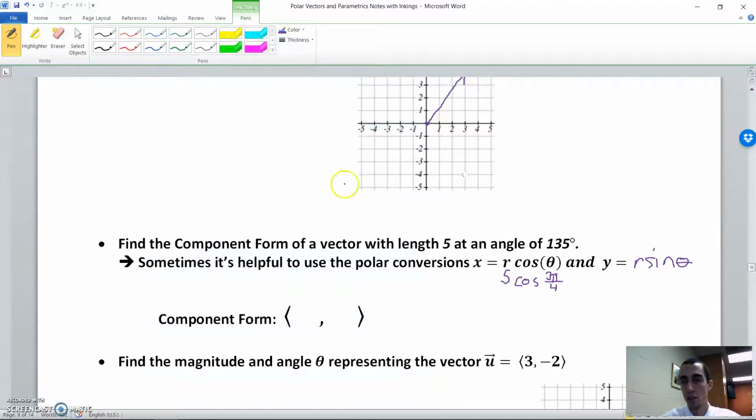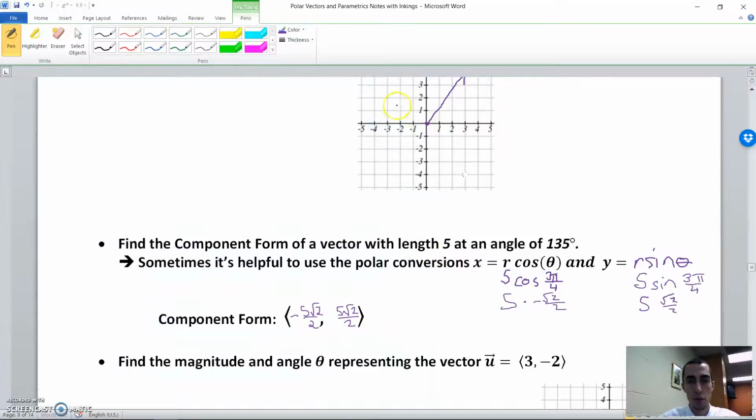We've got our sine of theta, which would be 5 times the sine of our angle, 135 degrees. So, the cosine of 3 pi over 4 is going to be negative root 2 over 2, and the sine is positive root 2 over 2. So we'll multiply those together, and we're going to get negative 5 root 2 over 2 for our x and positive 5 root 2 over 2 for the y.